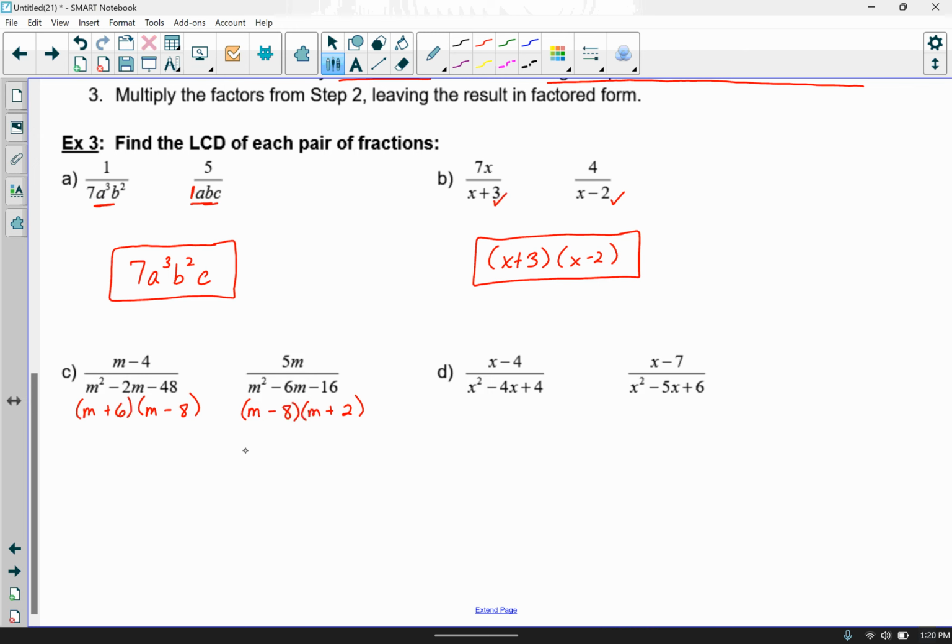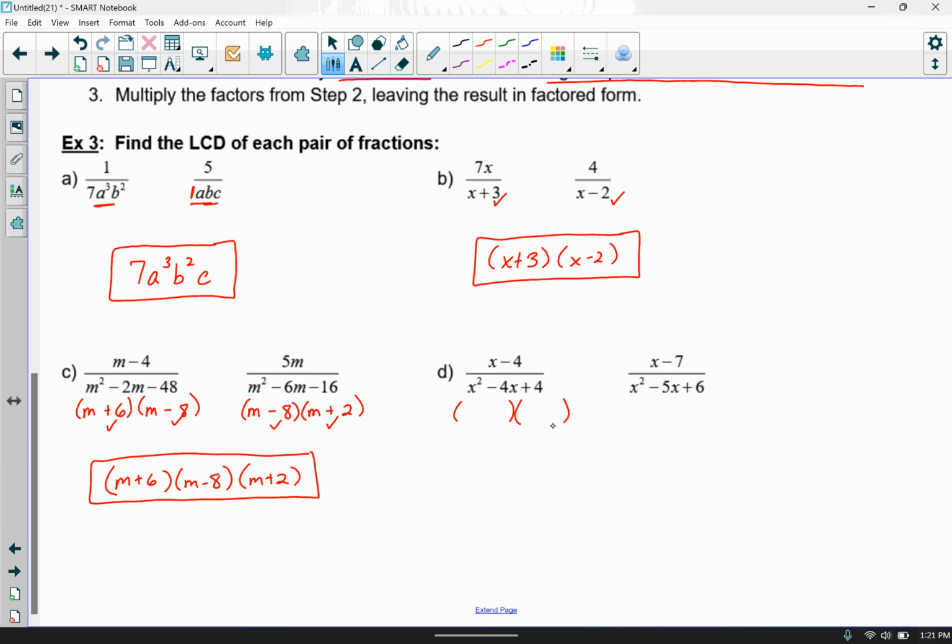So now when I go to pull my common denominator, I know I'm going to need an m plus 6, and I'm going to need an m minus 8. And then I come over here and ask myself, is there anything new and different? I already have m minus 8, so I'm not going to need to write it again, but I am picking up m plus 2 because that's new and different. So that's what I meant above about being unique. All 3 of those terms multiplied together would be my common denominator. All right, let's scoot over to the next example.